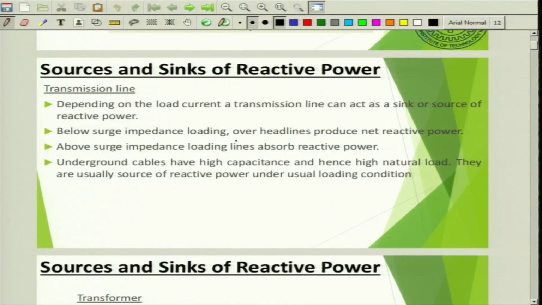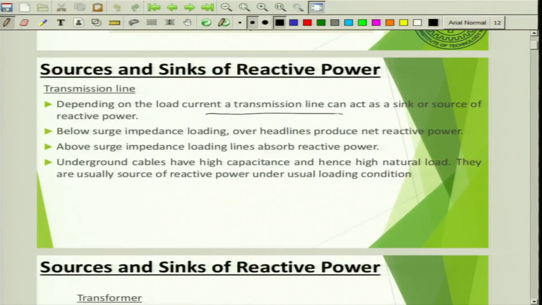Before that, let me walk you through different sources and sinks of reactive power in a power system network. The first very important part of a power system is the transmission line, which connects the generating stations to the demand side, the distribution system. The transmission line depends on the load current. A transmission line can act as a sink or source of reactive power. If more industrial loads, induction motor loads, are connected, then naturally the transmission line needs to carry this reactive current.